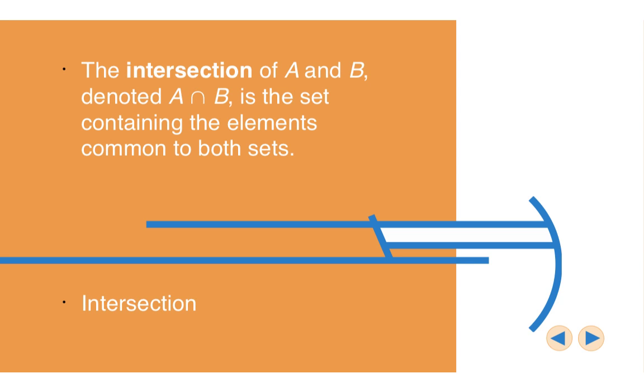The intersection of A and B, denoted A ∩ B, which here's the symbol for intersection, it looks like an upside down U, is a set of elements containing numbers that match in A and B, or the elements that are in common in both sets. That is your intersection, which is right here.